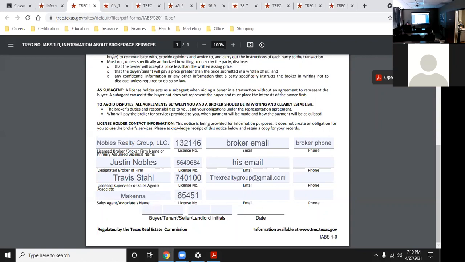A problem with a lot of these notices, the CPN, the consumer protection notice, and the IBS, is that, like I said, Trek likes to investigate. And they're very, very, very thorough when they investigate.